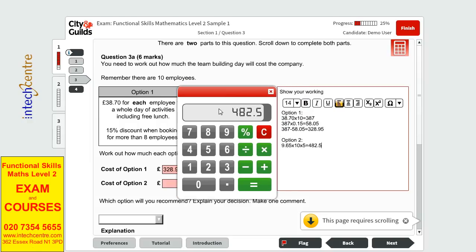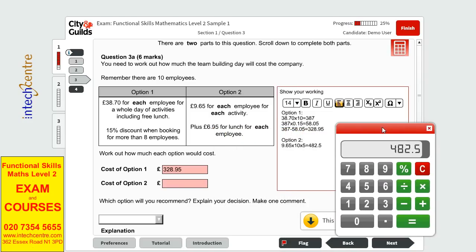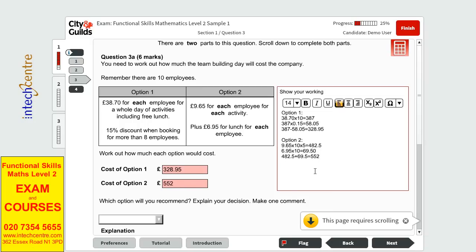Right, then we cannot forget that the lunch is not free with this option, so we have to find out the cost of lunch for the 10 people. So we have 6.95 times 10 people, it will be £69.50. We have to put the costs together to find out how much it will be in total with the second option. So we have here the 482.5 plus 69.5, it will give us 552 as the total amount. We can close the calculator.